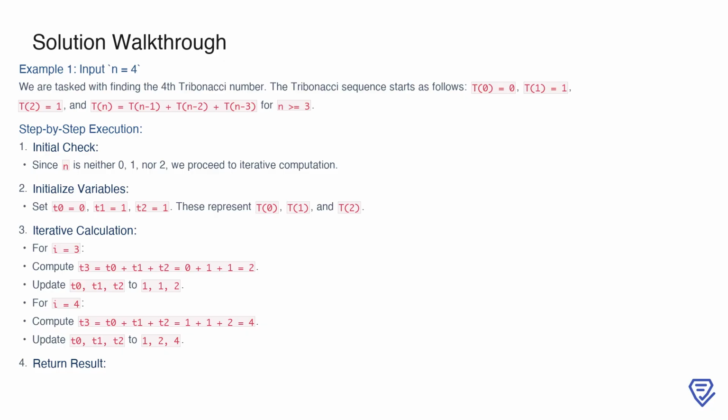For i equals 5, t3 is computed as 1 plus 2 plus 4, which equals 7. After updating the variables, t0 becomes 2, t1 becomes 4, and t2 becomes 7. Finally, for i equals 6, we calculate t3 as 2 plus 4 plus 7, which gives us 13.